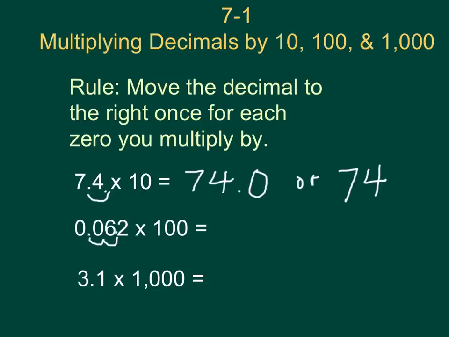And once you move it over, your answer actually is going to change now. So instead of 62 thousandths, you have 6 and 2 tenths, or 6.2.